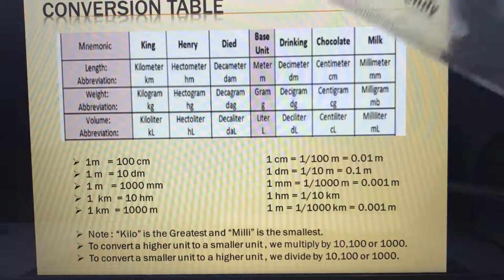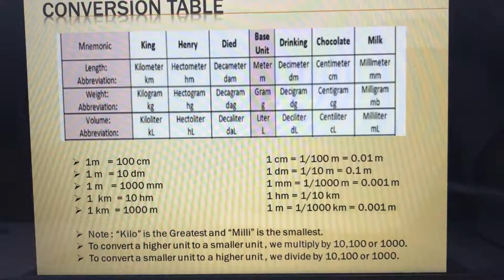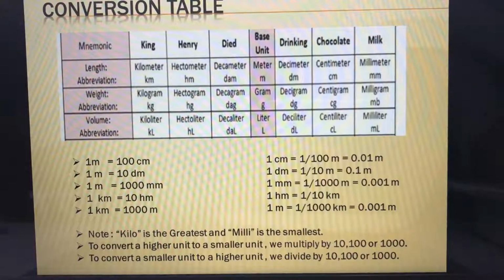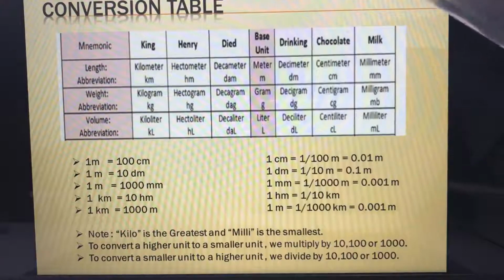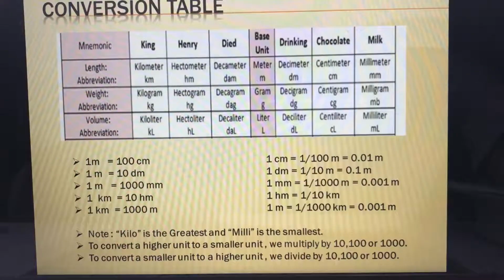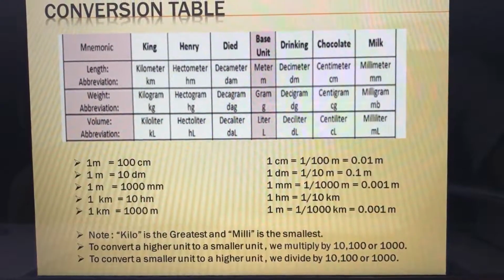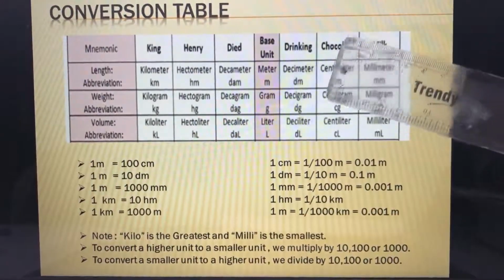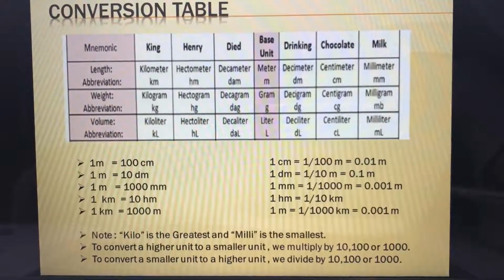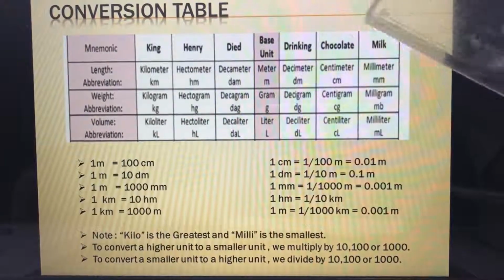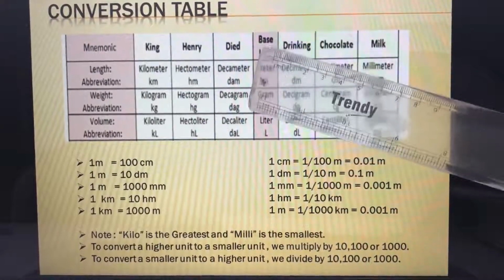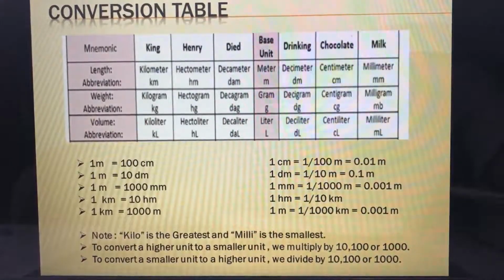Likewise, gram, G, to the right of gram is decigram, then centigram, and then finally milligram. And to the left of gram is decagram, hectogram, and kilogram. The abbreviation for volume goes liter, deciliter, centiliter, and milliliter. And then to the left of liter goes decaliter, hectoliter, and kiloliter.